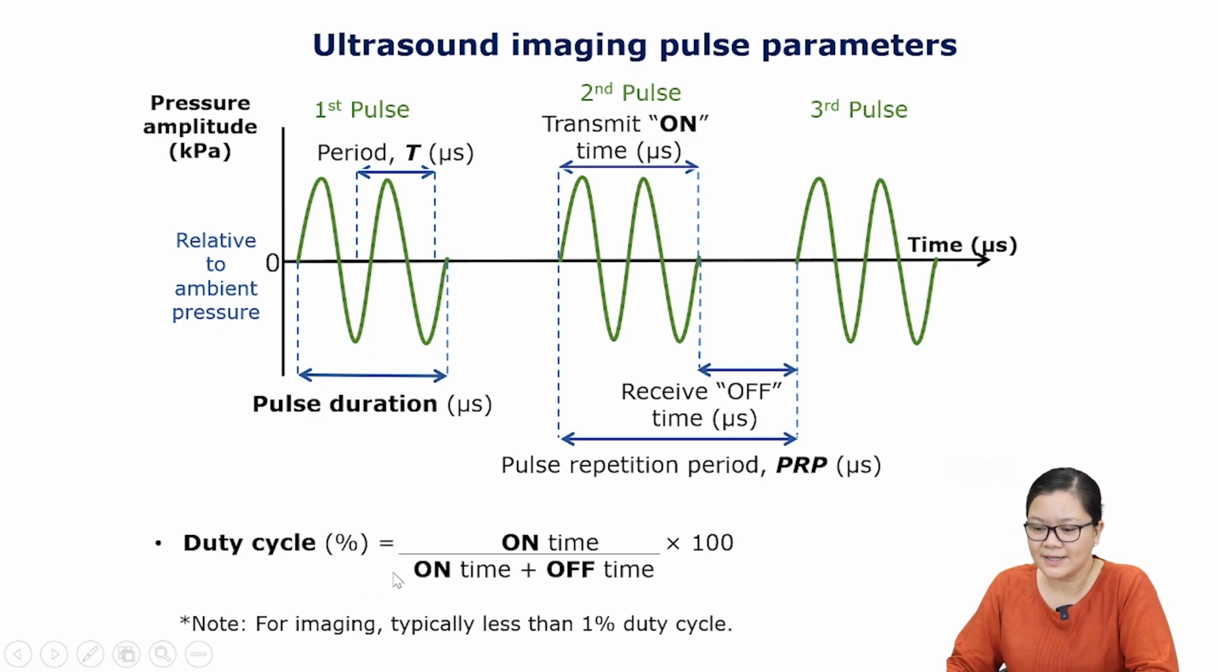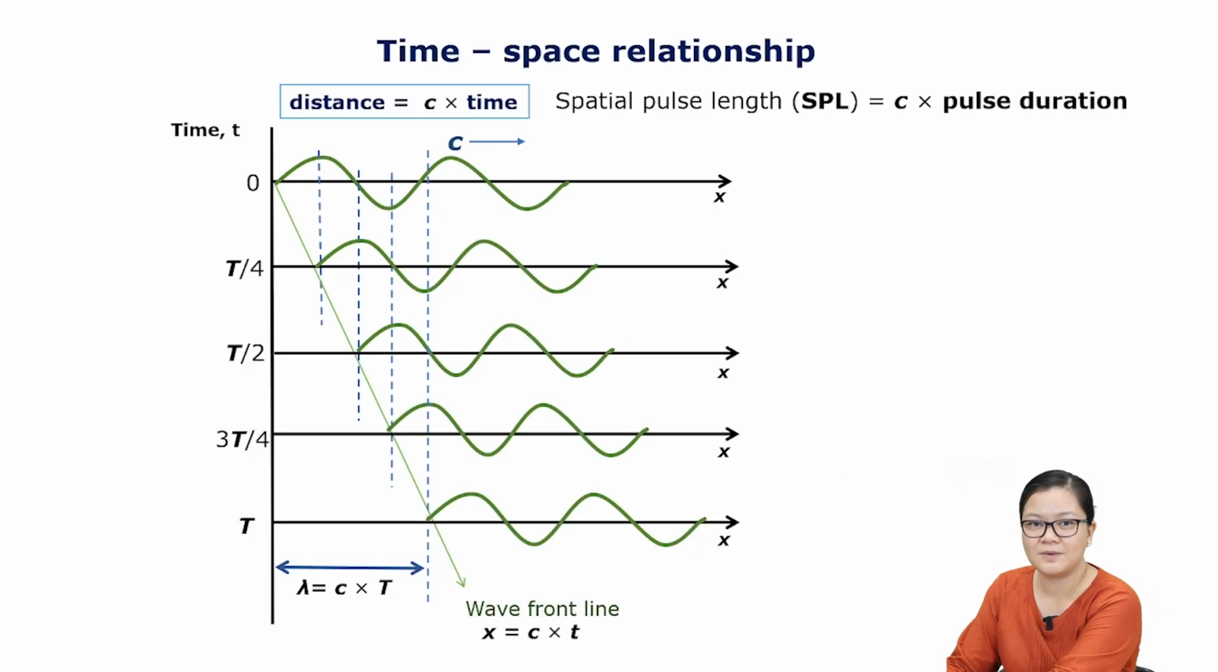A duty cycle is the on time of the transducer divided by the on time plus the off time, and the sum of these two is just the pulse repetition period. It's typically multiplied by 100, as duty cycle is expressed as a percentage. For imaging applications, typically less than 1% duty cycle is used. There are also other applications of ultrasound, such as in therapy, that use even beyond 1% duty cycle to induce some bioeffects in the tissue for therapeutic purposes.